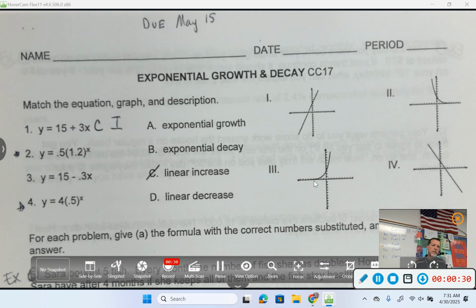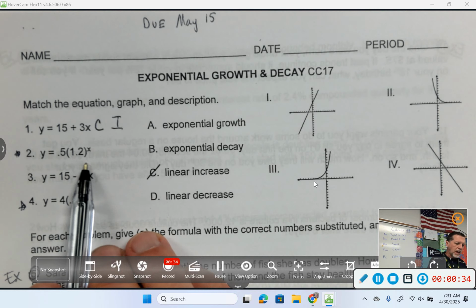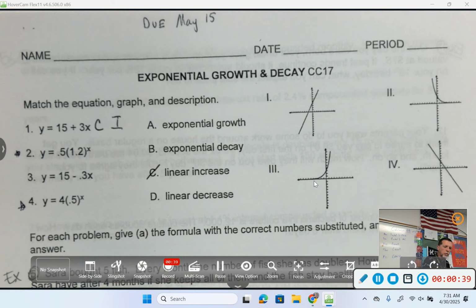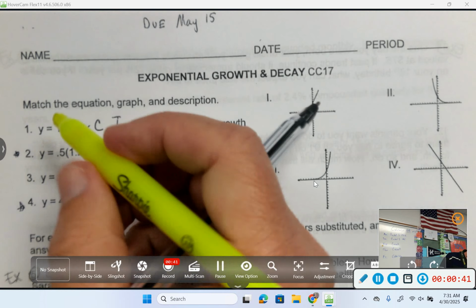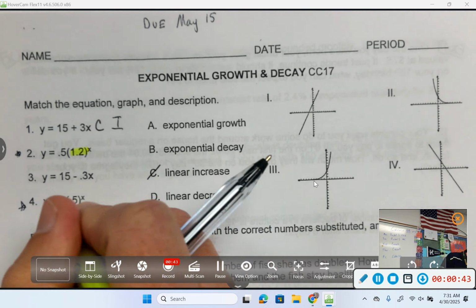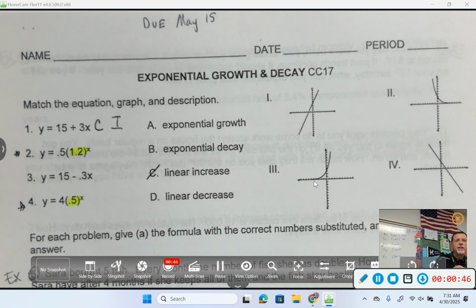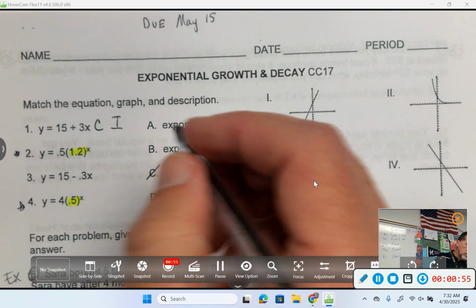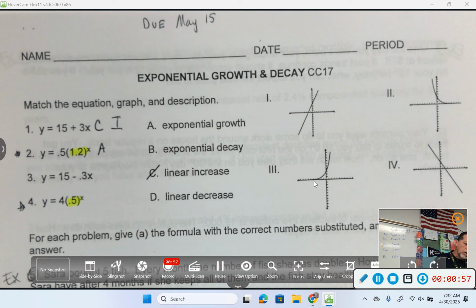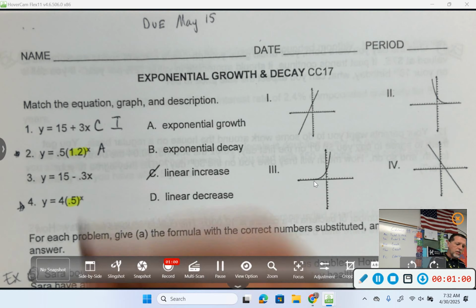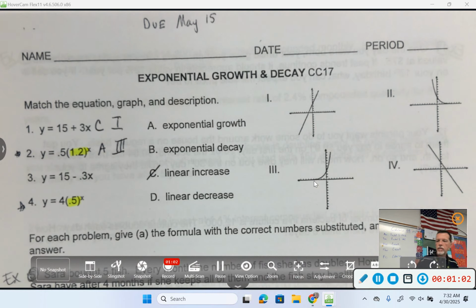So number 2, it's exponential something. Is that one growth or decay? So what's the difference between the... The key thing is not the number out front, but the number that has the power on it, if that helps. So if I multiply by 1.2 a bunch of times, it's going to grow. So that's growth. And then the picture that matches that growth would be number 3. Thank you, sir.